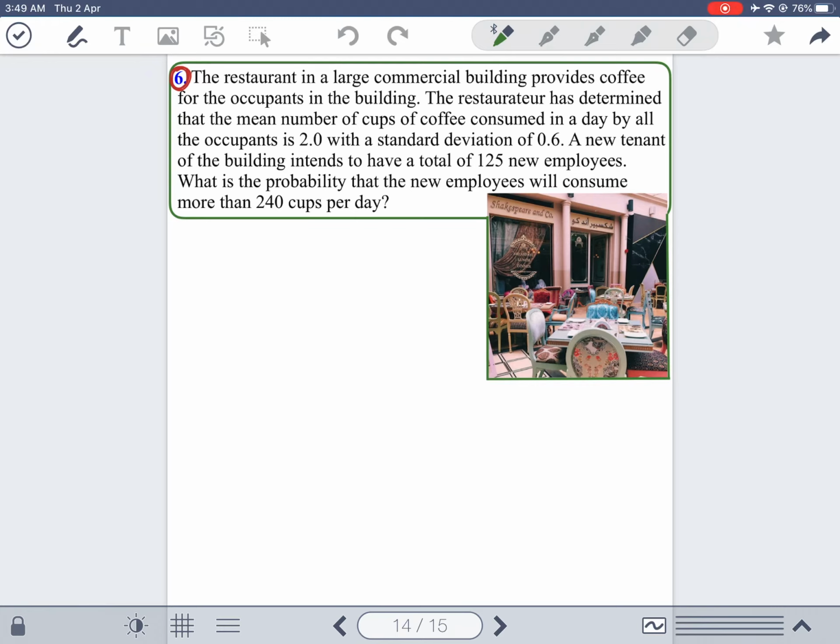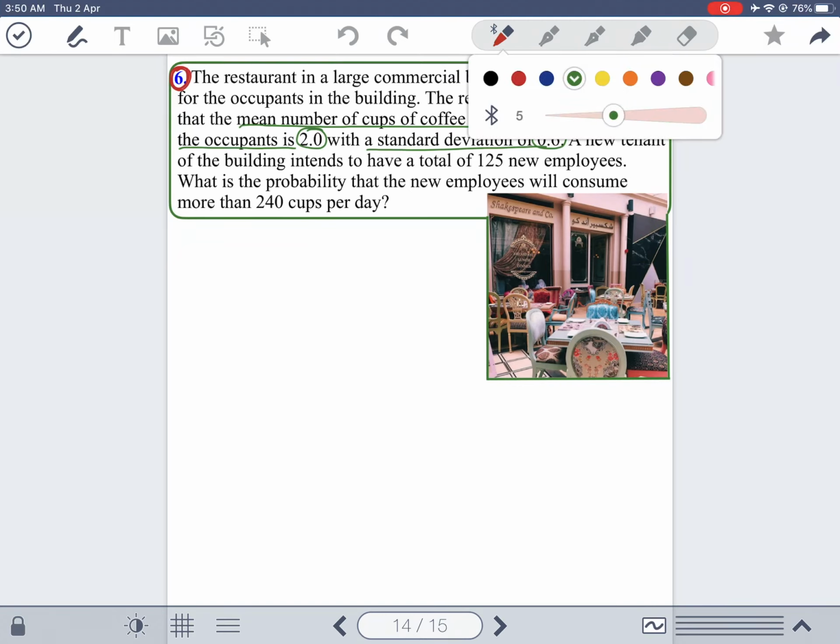Now the restaurant has determined that the mean number of cups of coffee consumed in a day by all the occupants is 2 with a standard deviation of 0.6. So we need to write this down. But let's read the question just to see what it is asking.